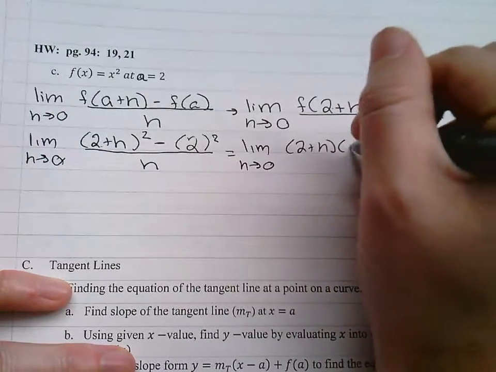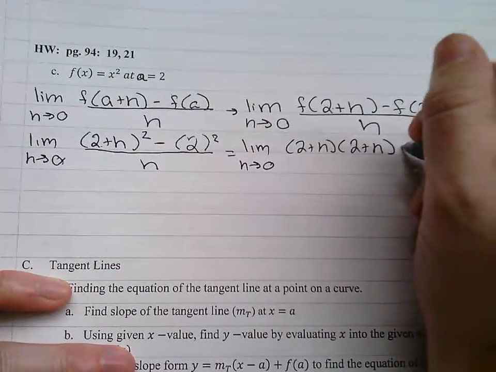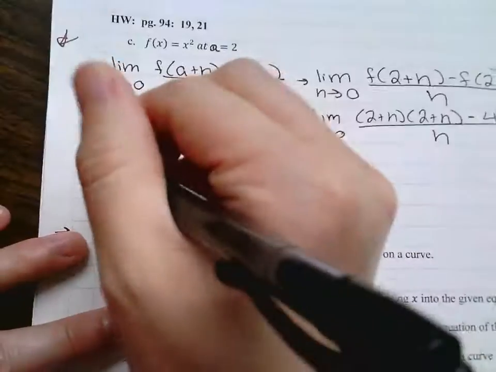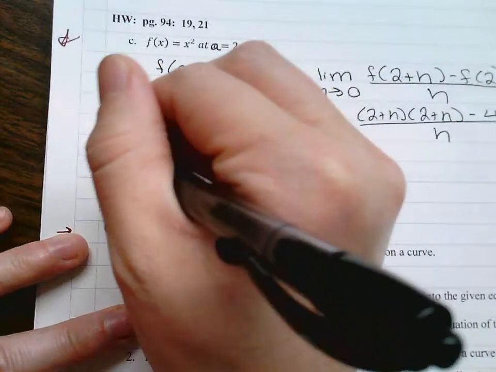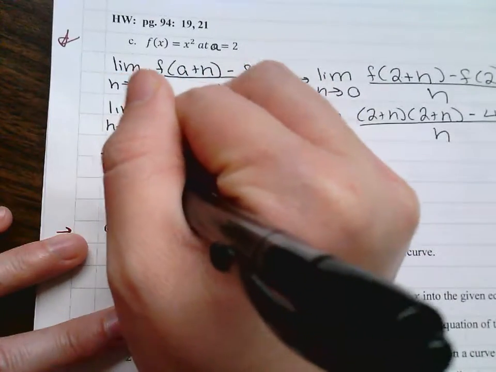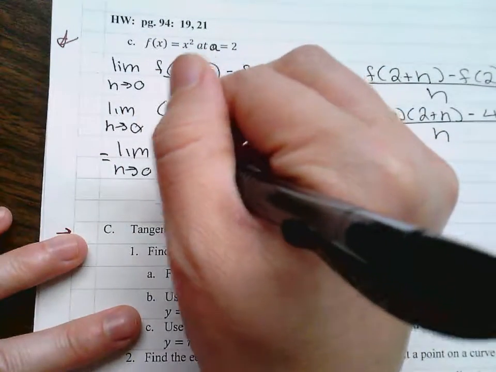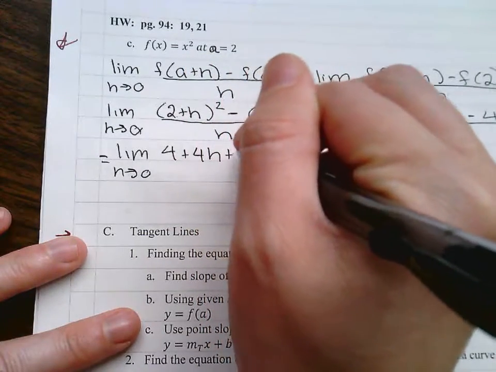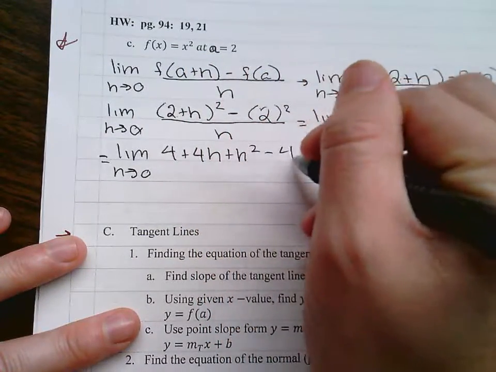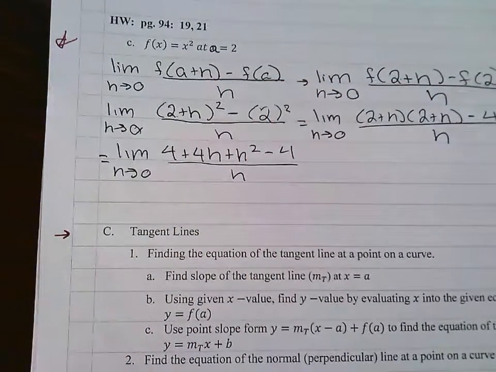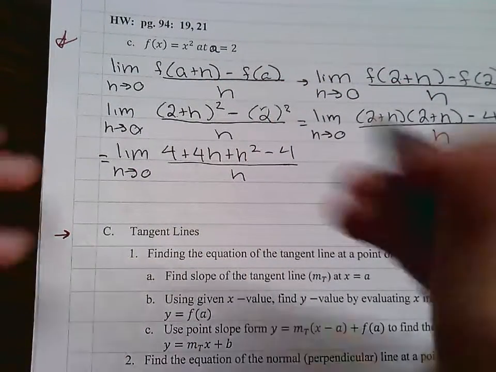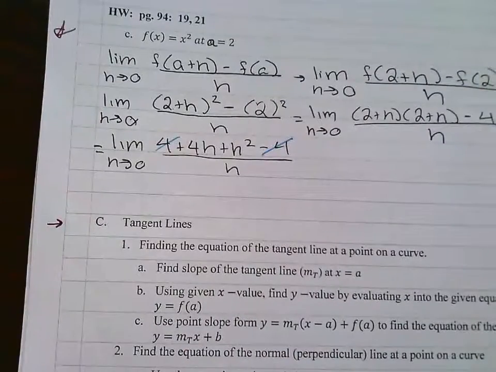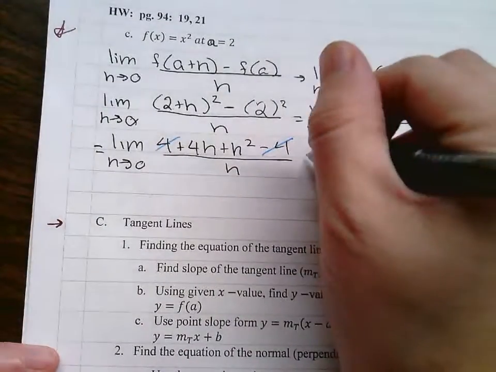It's 2 plus h minus 2 squared, which is 4. So you get the limit as h approaches 0 of 4 plus 2h plus 2h, which is 4h, plus h squared, minus 4, over h. So this is the part where usually you can go ahead and cancel out some things. So 4 minus 4 is 0. So you're left with 4h plus h squared.